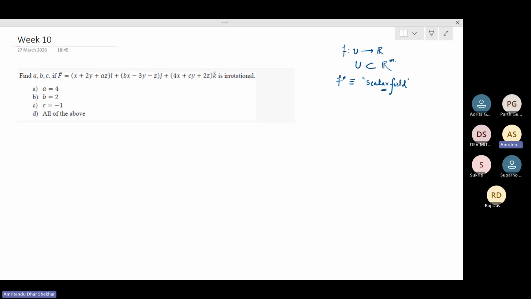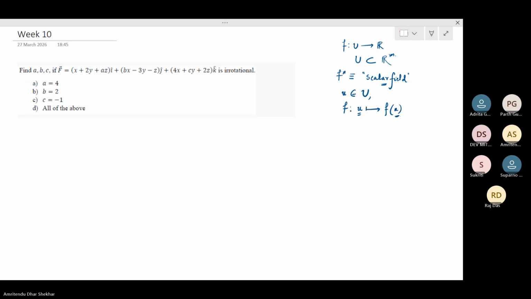So a scalar field is something which at each point of this domain U associates a scalar value. You can write this rule as follows: if u is a point in my domain U, this function associates to each point u a scalar value, which is f(u). I hope this is clear.